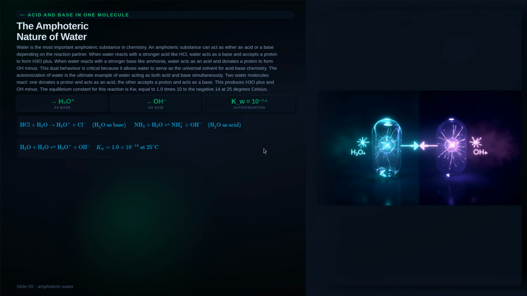The autoionization of water is the ultimate example. Two water molecules react. One donates a proton acting as an acid, the other accepts a proton acting as a base. This produces H3O+ and OH-. The equilibrium constant Kw is 1.0 times 10 to the negative 14 at 25 degrees Celsius. In pure water, both concentrations are 1.0 times 10 to the negative 7 molar.